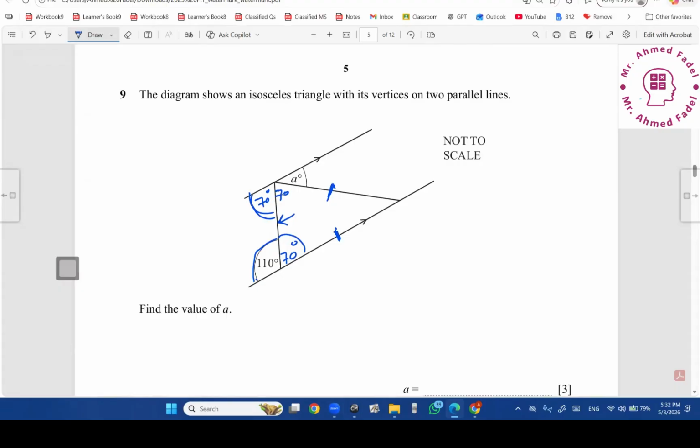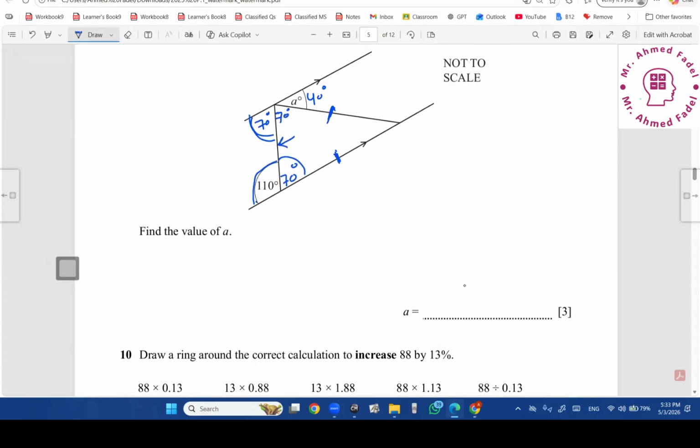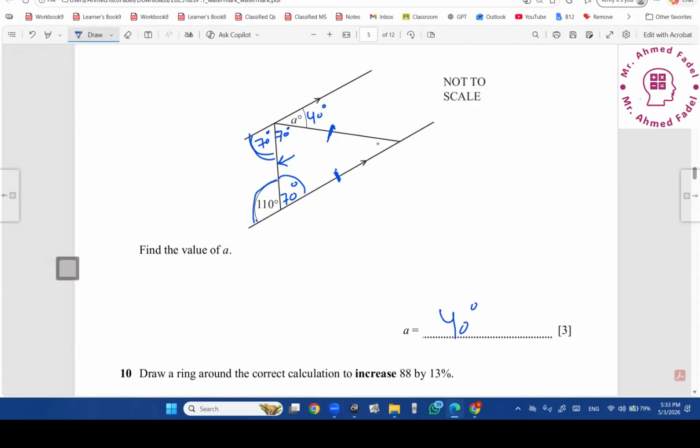And we found that this is also 70 degrees from the isosceles triangle. Then 70 plus 70 is 140. This must be 40 degrees. Someone also might think about finding the third angle over here in the triangle. So 70, 70, 140. This is going to be 40 degrees, which is alternate with this one.